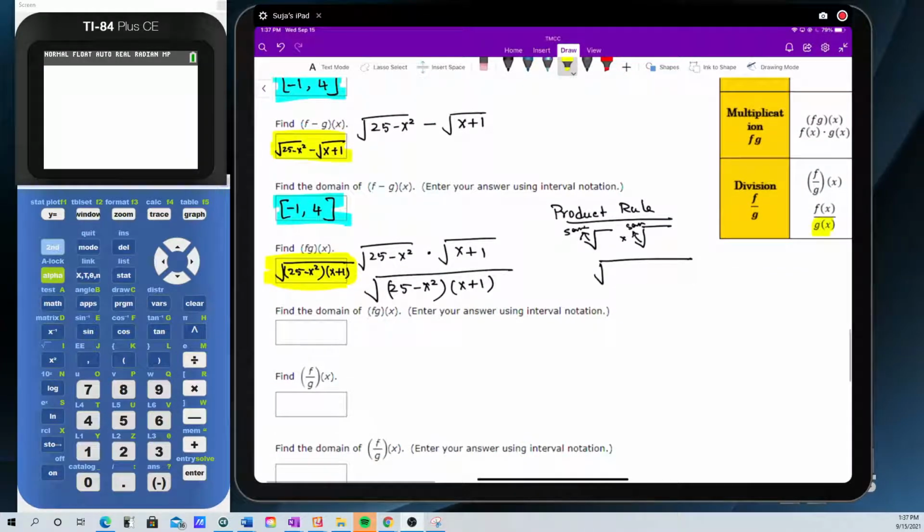Now domain is going to be the same. Again, the rules apply individually. 25 minus x squared should be greater than or equal to 0 and x plus 1 should be greater than or equal to 0. So in that case also the domain is going to be negative 1 comma 5.